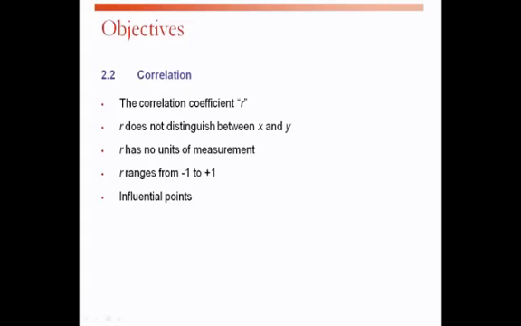So far we have seen a graphical approach to describing the relationship between two variables. Just like we did in chapter 1, let's take a numerical measure to describe the strength between two variables. And that numerical measure is called correlation.